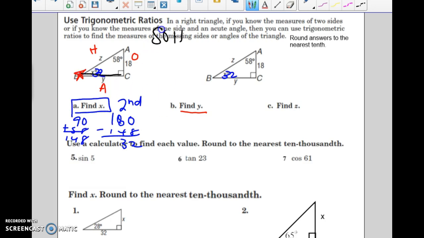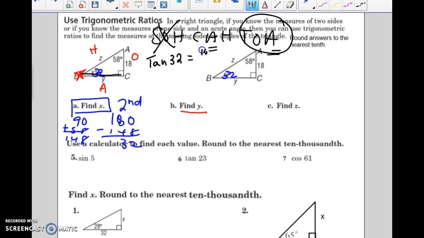So SOH CAH TOA, I'm trying to find my adjacent. That means I'm not going to use sine. Is that true? What side did they give me? The opposite. So which one am I going to use? The TOA. Very good. So I'm going to set this one up as the tangent of 32 is equal to my opposite, which is 18, over my adjacent, which is y.